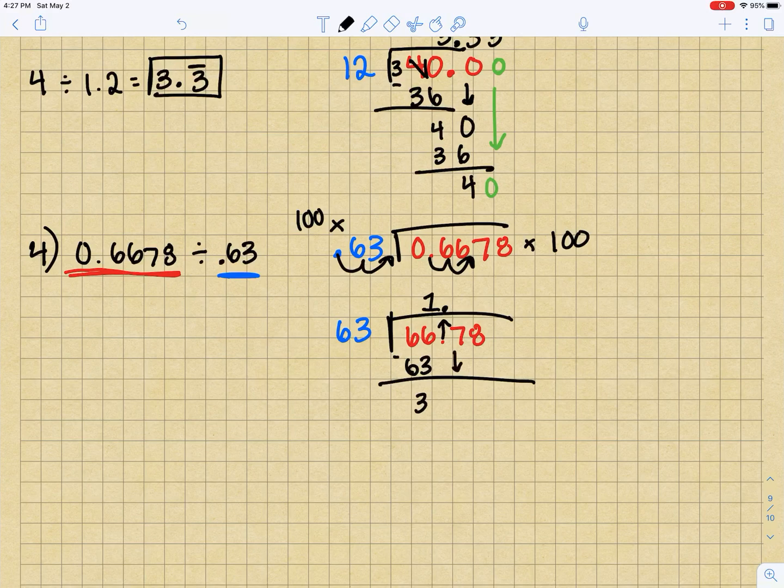Let's bring down the 7. Can 63 go into 37? No, 63 is too big, so I'm going to put a 0 here. And that 0 is very important, kiddos. Okay, so 0 times 63 is 0. We subtract. We're still left with 37, but now I'm going to bring down the 8. How many times does 63 go into 378?